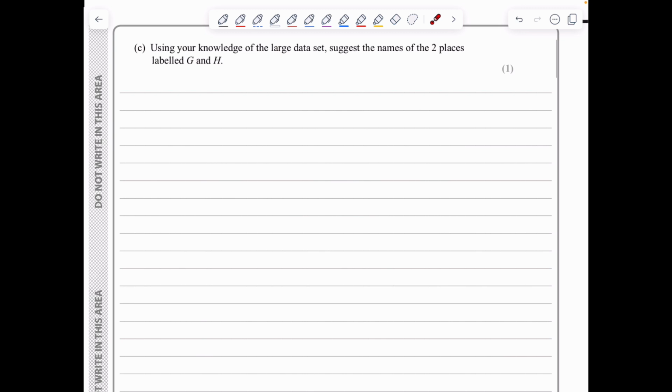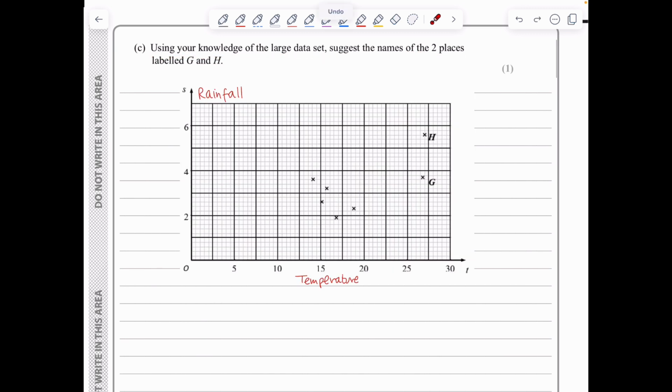In part C, we need to use our knowledge of the large data set to suggest the names of the 2 places labeled G and H. So let's quickly look at our scatter plot. We've got the 7 locations. On the vertical axis, it's the rainfall, and on the horizontal is the temperature. Remember, all of the locations included here are within the northern hemisphere.